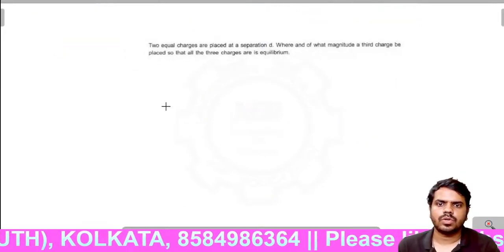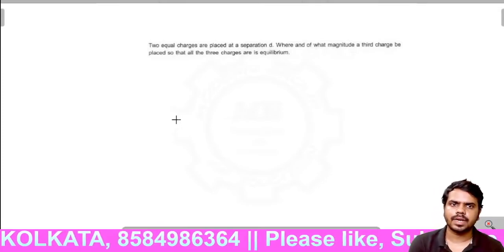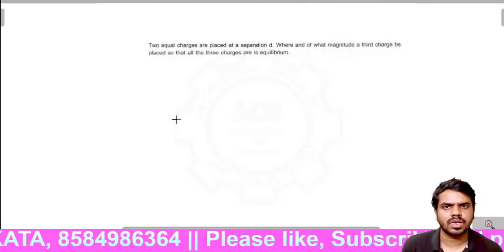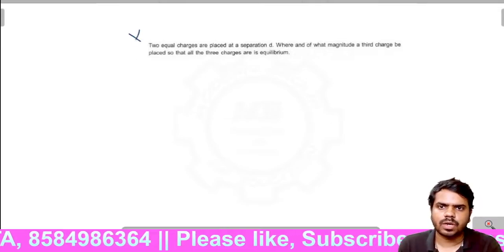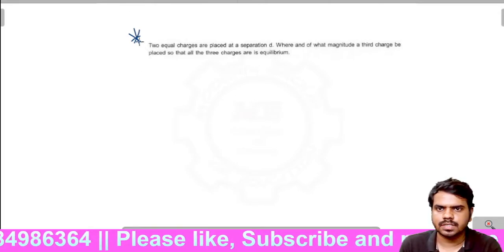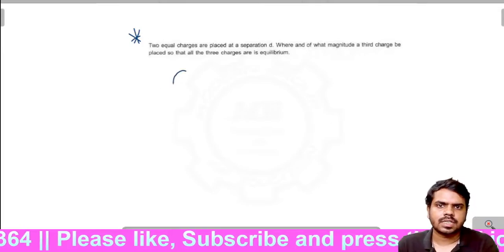Next question. Two equal charges are placed at a separation d. Where and of what magnitude should a third charge be placed so that all the three charges are in equilibrium? This is a very important question. This is a type question, a type of question we have to practice. So this is one type of question, where two charges are separated.